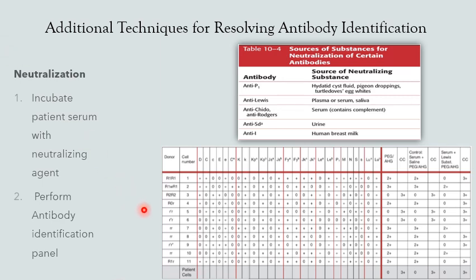In this panel result, you will observe that based on the reactions, the possible antibodies present will be the Kell and the Lewis B. But after the neutralization, the reaction matches the Kell antigen. So, possibility, there is the anti-K.